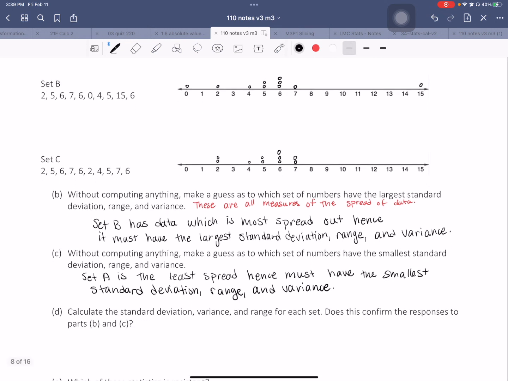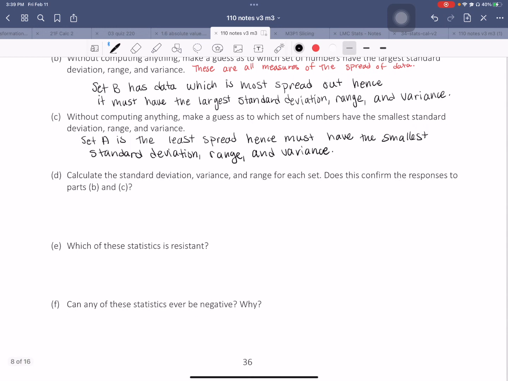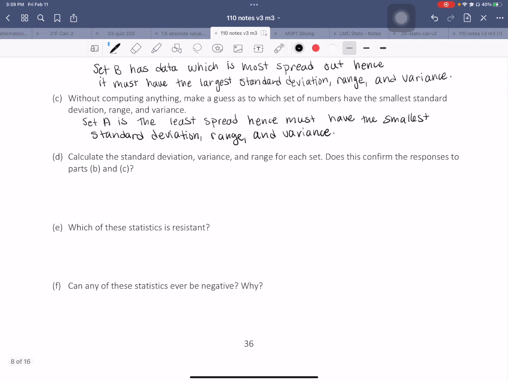Finally, I'm going to show you these last parts. So for part D, you're supposed to calculate the standard deviation, variance, and range for each set and explain if this confirms your responses to parts B and C. For those of you in my statistics course, this question will be on the quiz, so I'm not going to answer it for you. But after you're done with this video, you should answer question D, E, and F since you will be asked about these on this upcoming quiz.